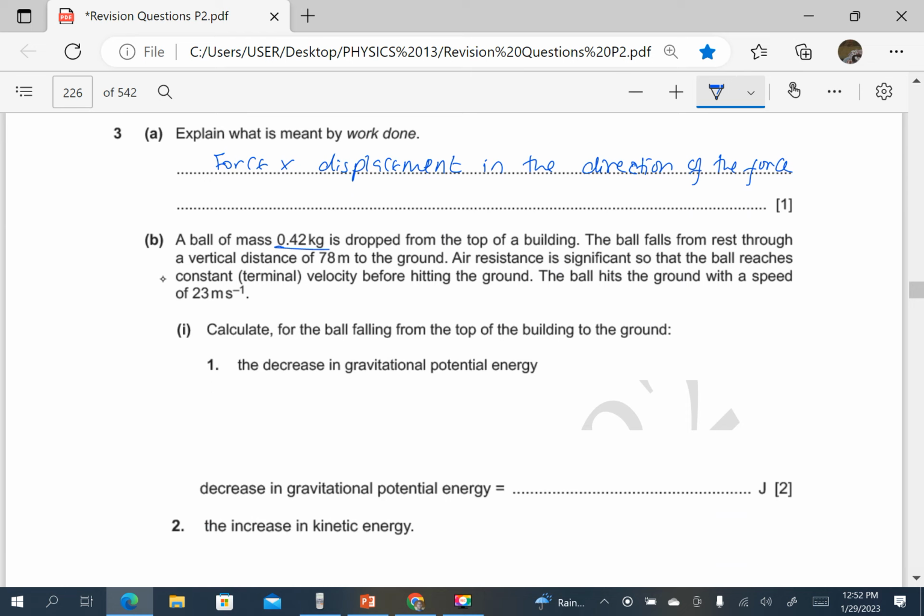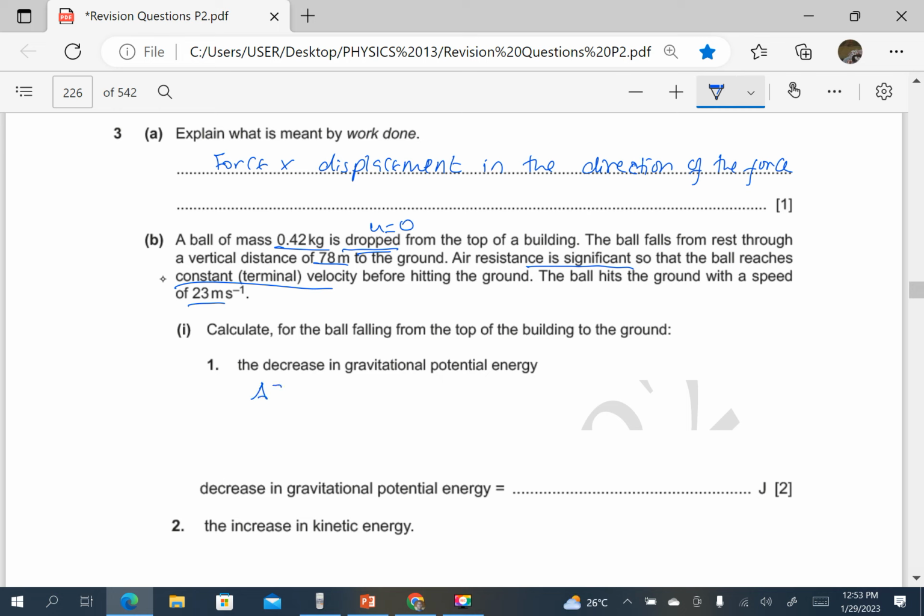A ball of mass 0.4 kilograms is dropped. That means initial velocity is 0. The ball falls from rest through a vertical distance of 78 meters to the ground. Air resistance is significant so that the ball reaches a constant terminal velocity before hitting the ground. The ball hits the ground with a speed of 23 meters per second. Calculate for the ball falling from the top of the building to the ground the decrease in gravitational potential energy.